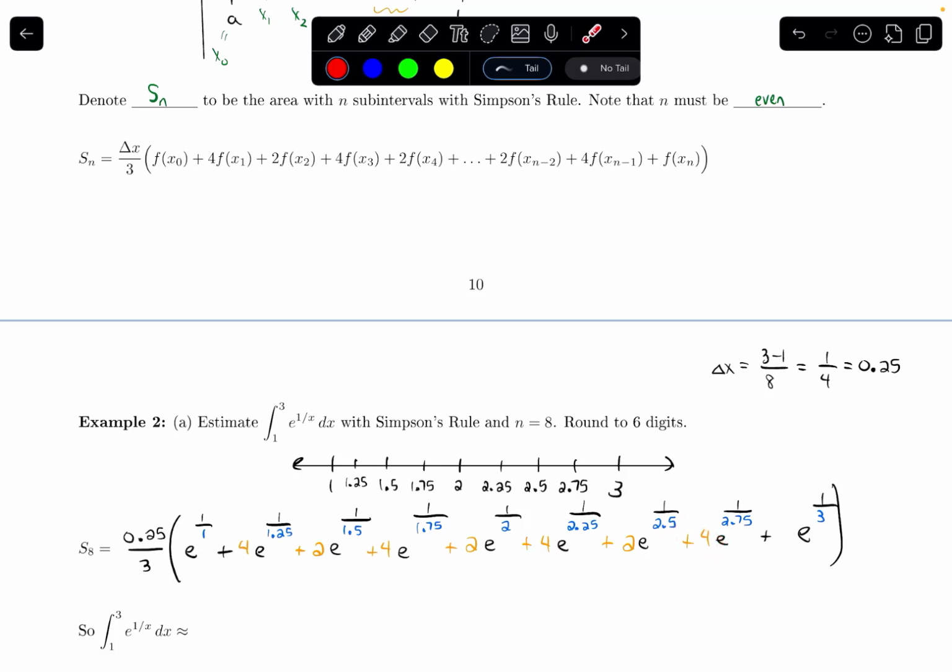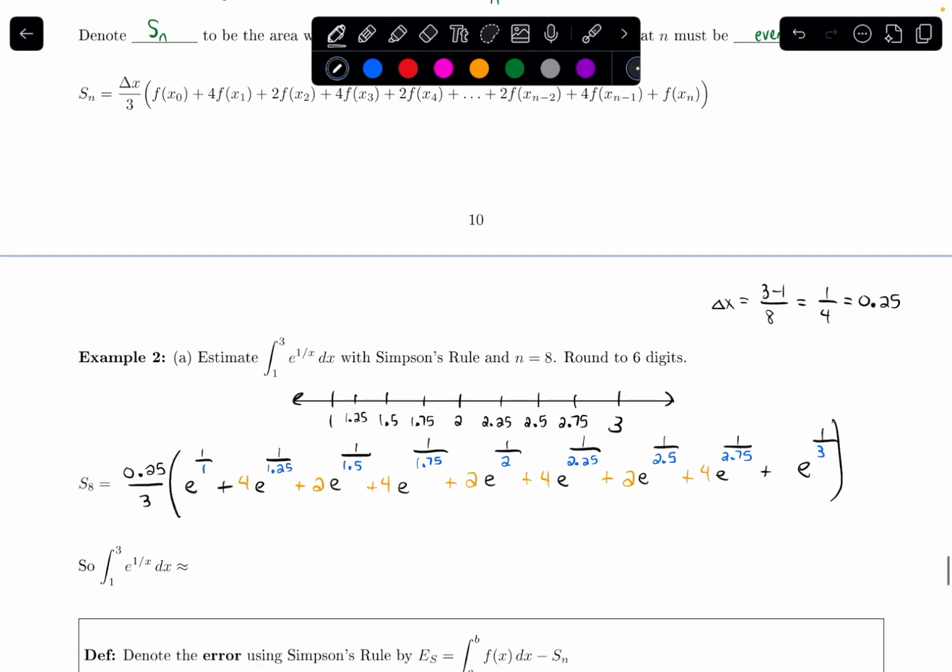If I use a calculator to work this out and approximate it, this is approximately 3.52237467, if I just go to a bunch of decimal places. My problem said round it to 6. So if I round it to 6, what's the 6th decimal digit? It's this 4. So the number after that was a 6. That's going to force it to round up.